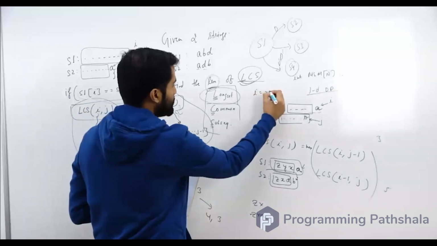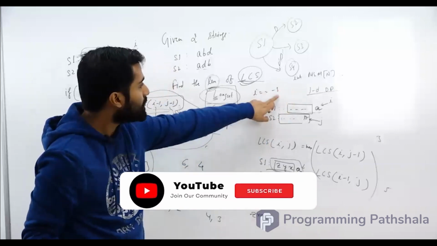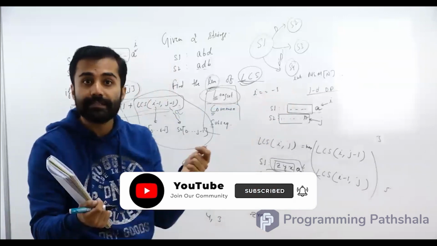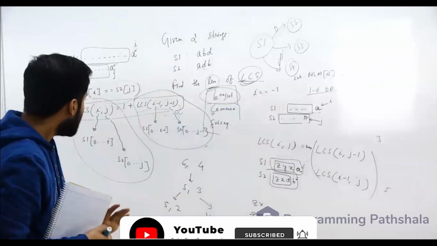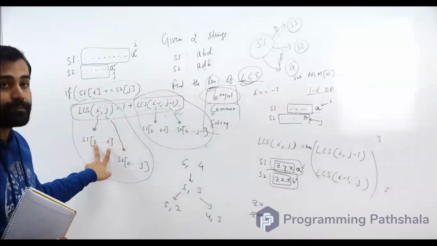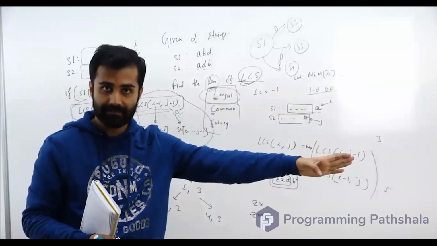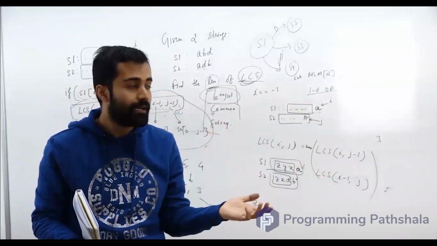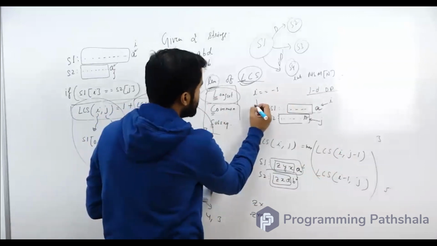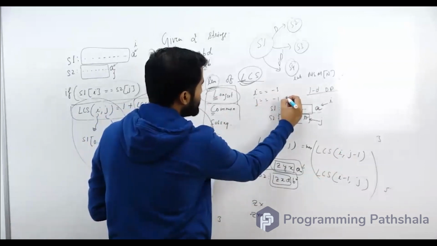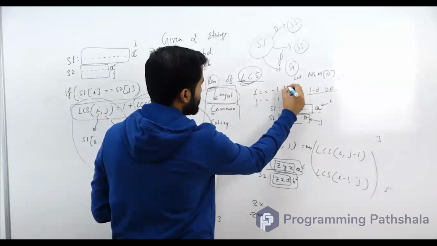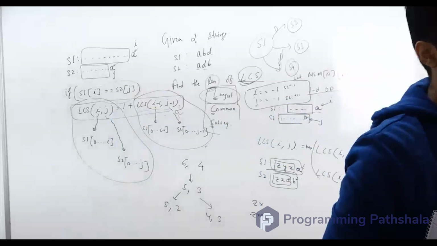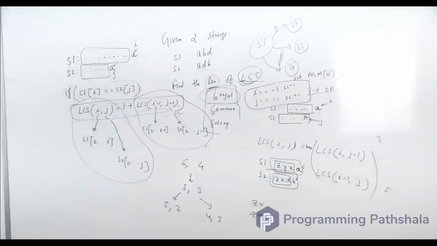becomes minus 1. Okay, when your I becomes minus 1, that means the part of S1 that you are considering is empty, because I denotes the prefix from 0 till index I, right? So if I is -1, that means there is no prefix in S1. That means an empty prefix. Similarly, if j is -1, then it denotes S2 is empty. Do you understand these things? What is the physical meaning of I being -1 and what is the physical meaning of j being -1?